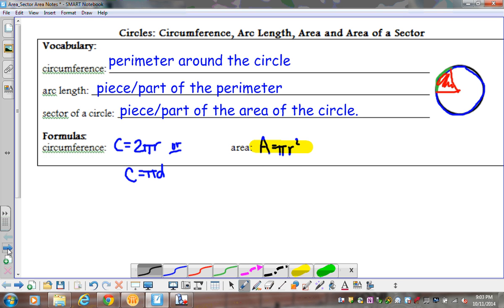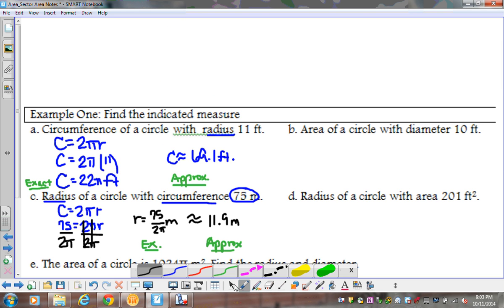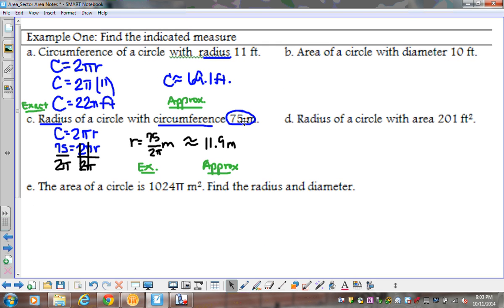Let's go right below that. On Friday we did A and C. So today we're going to do B, D, and E on the front side, and then we're going to go to the back side and look at some area stuff. First problem, part B: I want to find the area of my circle given my diameter.